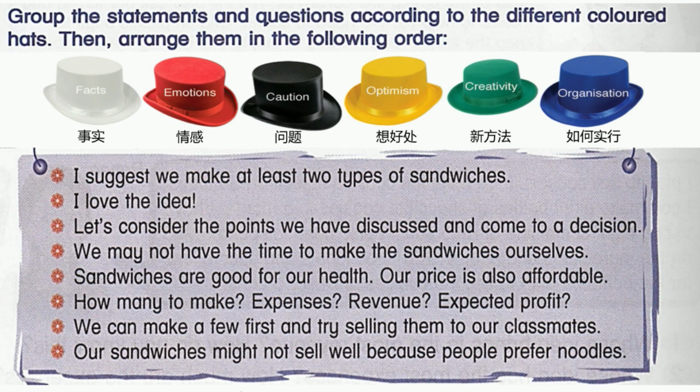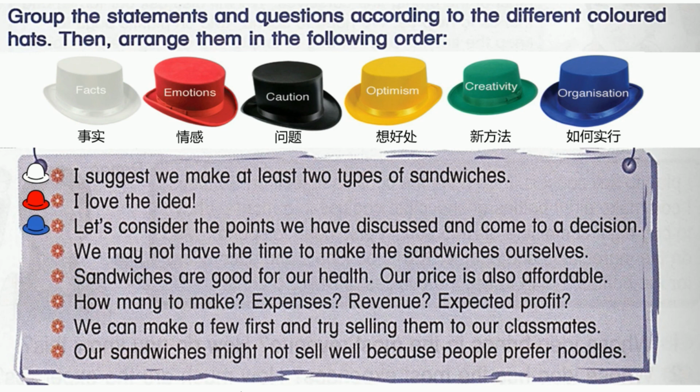Now let's read the sentences and identify the type of hats. I suggest we make at least 2 types of sandwiches. This is a fact, so the answer is white hat. I love the idea. Here you are expressing your feeling, which is red hat. Let's consider the points we have discussed and come to a decision. Here you are coming to a conclusion of what you are going to do next. So you are putting on the blue hat.